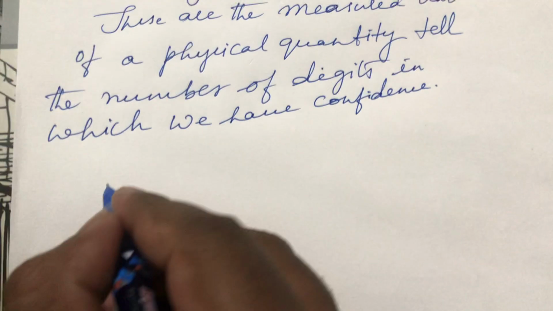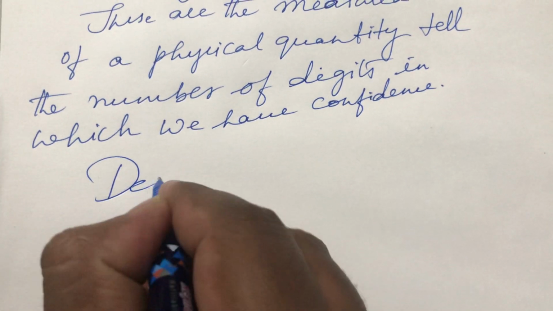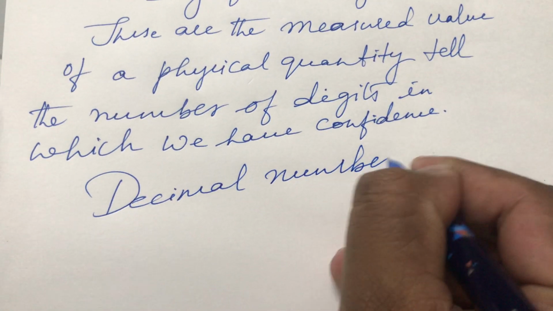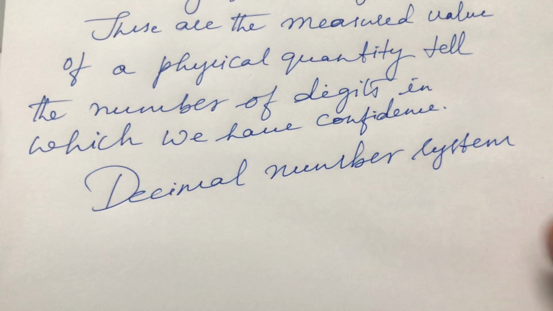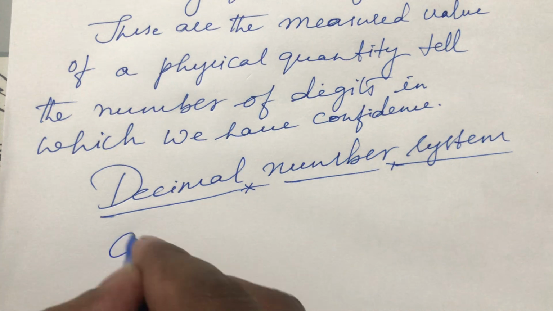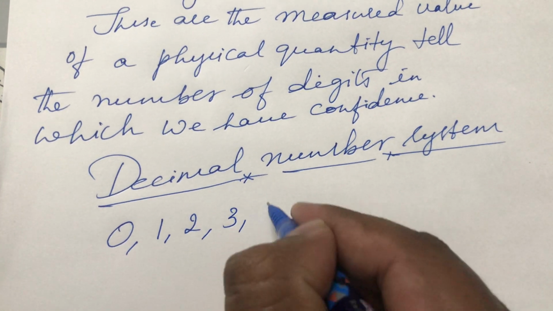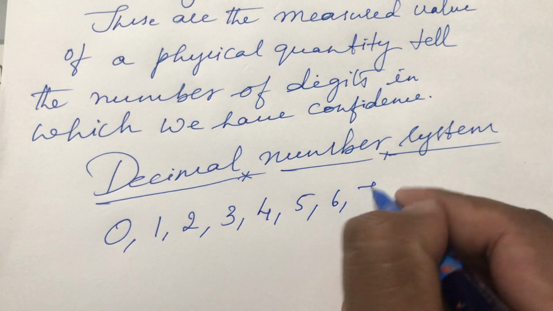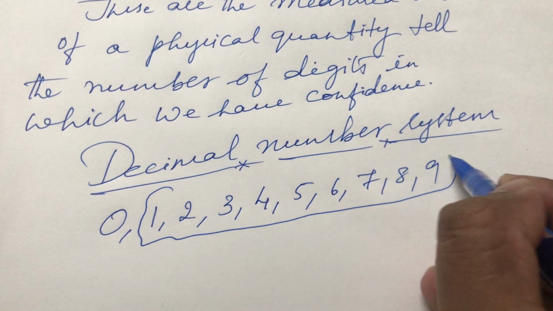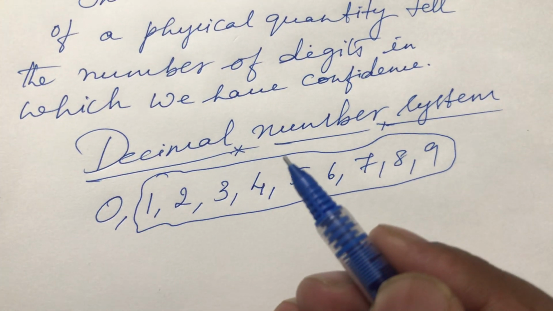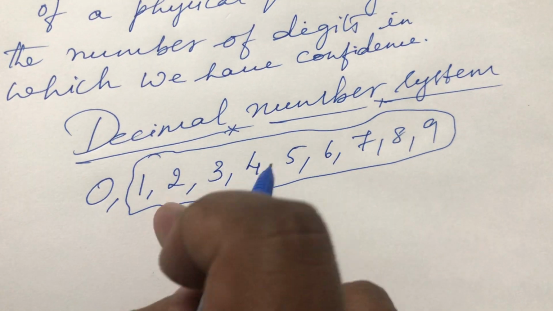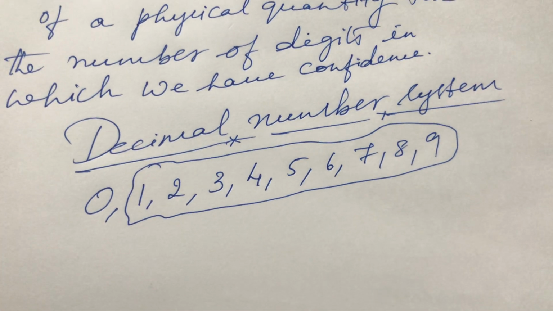First of all, let me write the decimal number system: 0, 1, 2, 3, 4, 5, 6, 7, 8, 9. In this, all non-zero digits are always considered significant. Anywhere you see the numbers from 1 to 9, they will be considered significant figures.